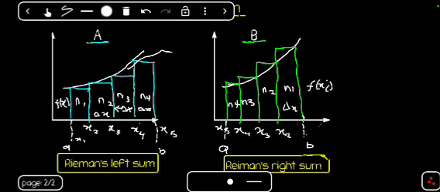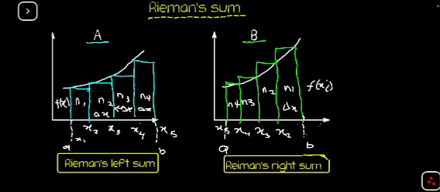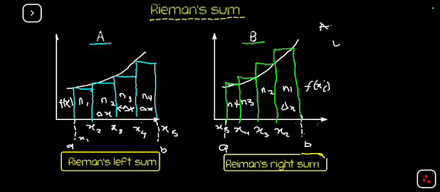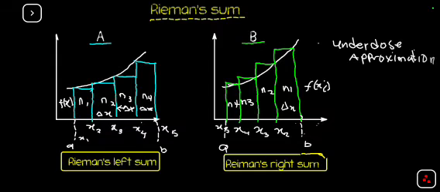Let me write the name at the other side. Underdose approximation for figure A. And the other one, which is B, is overdose approximation. So the same thing. Now it has extreme ends, and the extreme ends we are naming A and B.